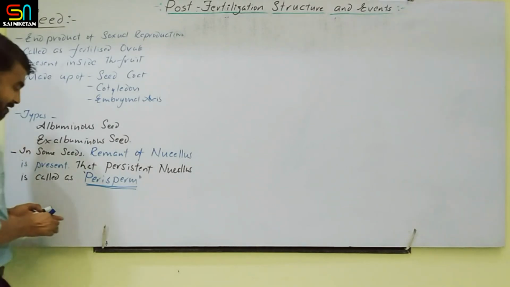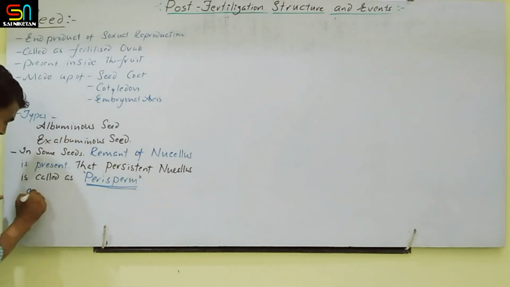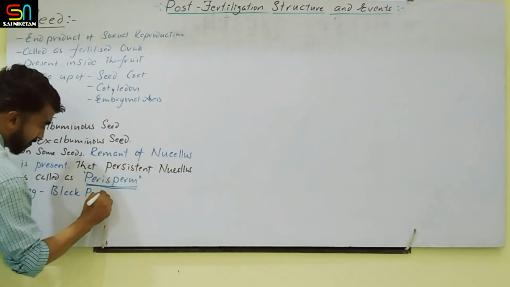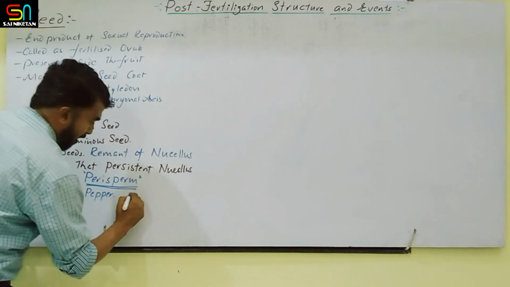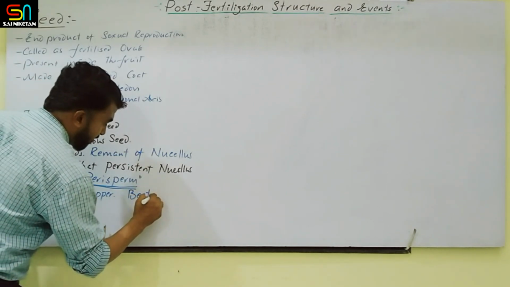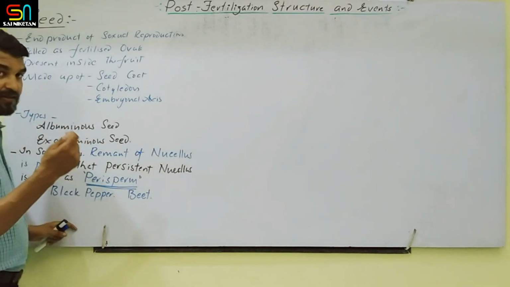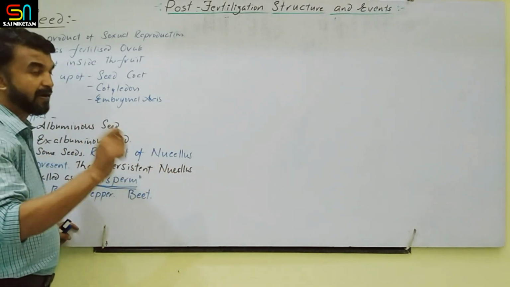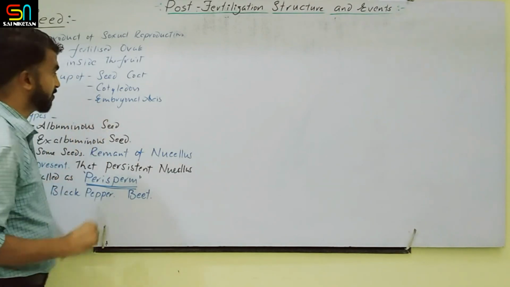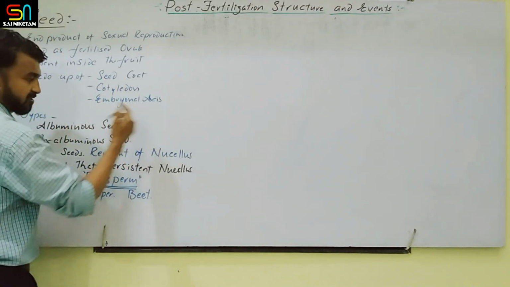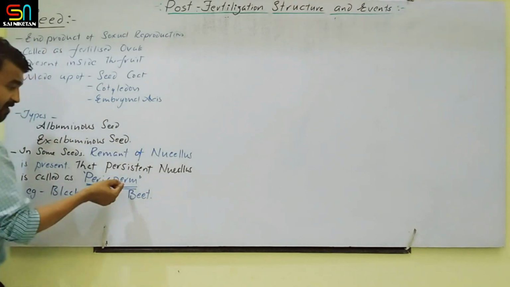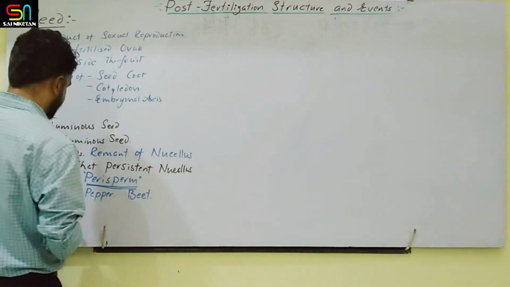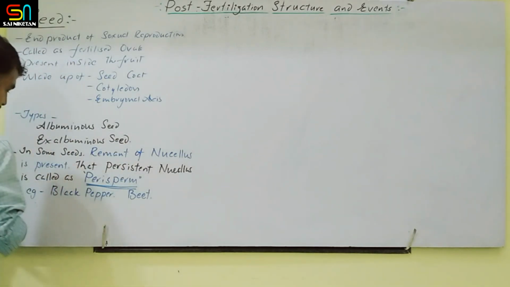For example, when you take black pepper and beet, in these seeds the persistent nucellus is present. That persistent nucellus is called a perisperm. 3 terms we covered. Albuminous seed is different, exalbuminous seed is different, and perisperm terminology is different. That is nothing but the persistent nucellus.